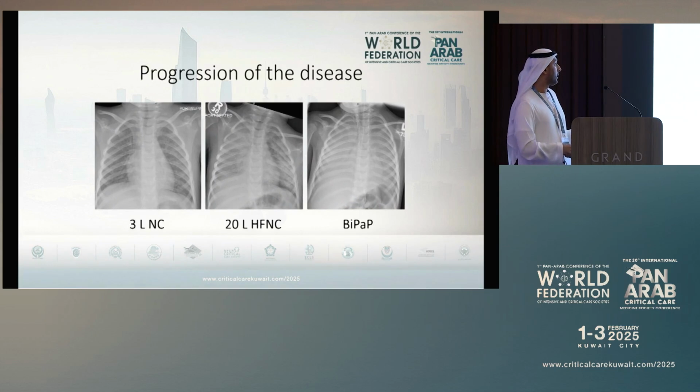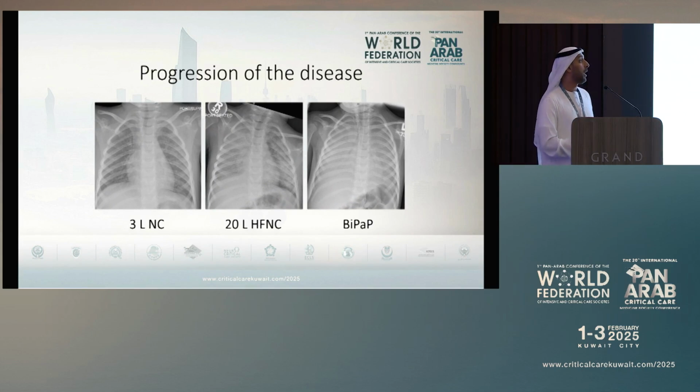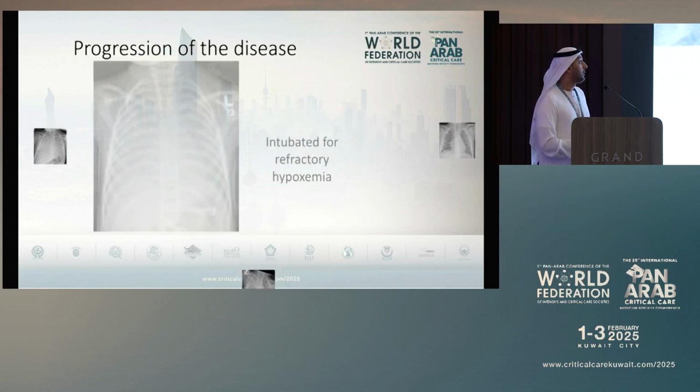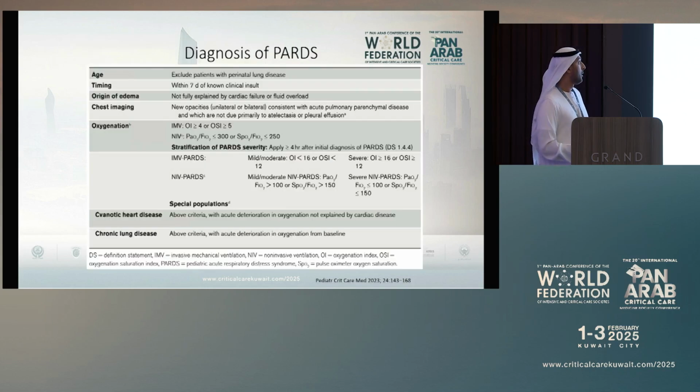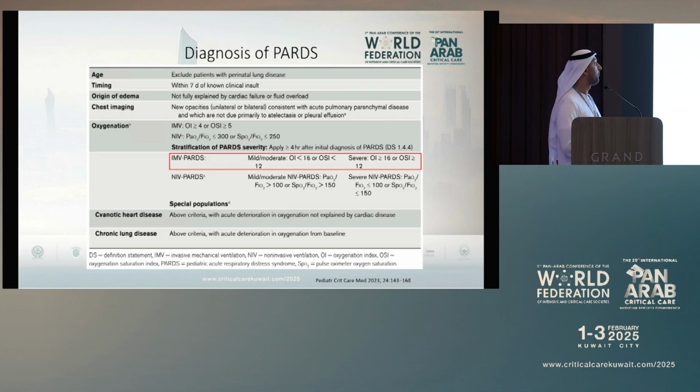Initially she was on 3-liter nasal cannula in the ward, then came to the ICU and was started on high flow with a worsening chest X-ray, as you can see here, and within 1 day escalated to BiPAP with a very bad chest X-ray here. The disease did not improve, with desaturation, so she was intubated for refractory hypoxemia. So if you go back to the diagnosis of ARDS, we have the PALICC guideline recently published in 2023, which we'll discuss.